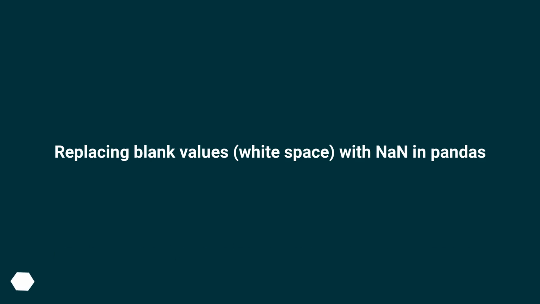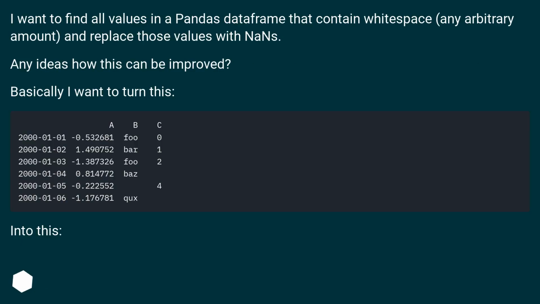Replacing blank values, white space, with NaN in pandas. I want to find all values in a pandas data frame that contain white space, any arbitrary amount, and replace those values with NaNs. Any ideas how this can be improved? Basically, I want to turn this into this.